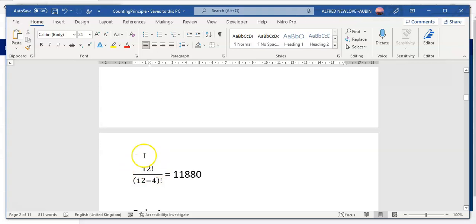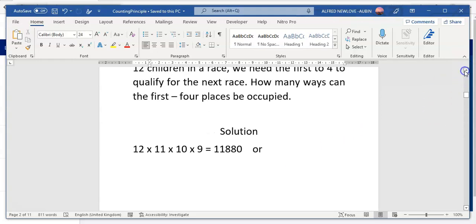It's going to be 12 factorial over 12 minus 4 factorial. So this is also another way of solving the same question. Alright, the same question. You can either do it this way or that way. And this way, how? 4 spaces are supposed to be filled by children.